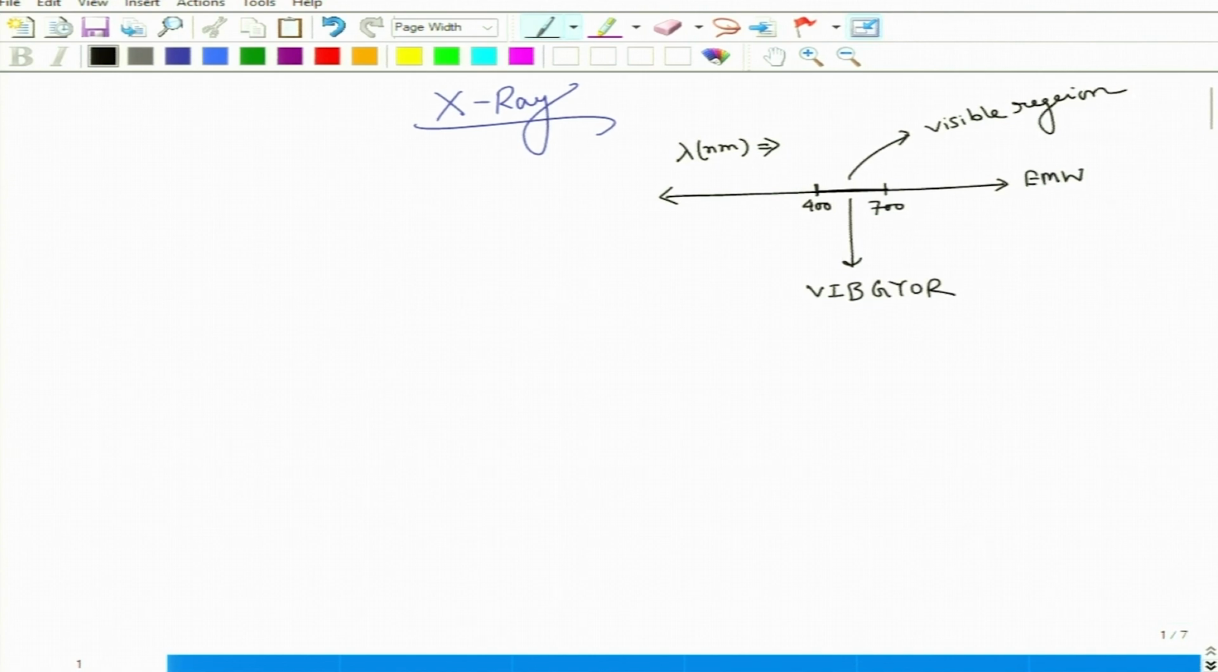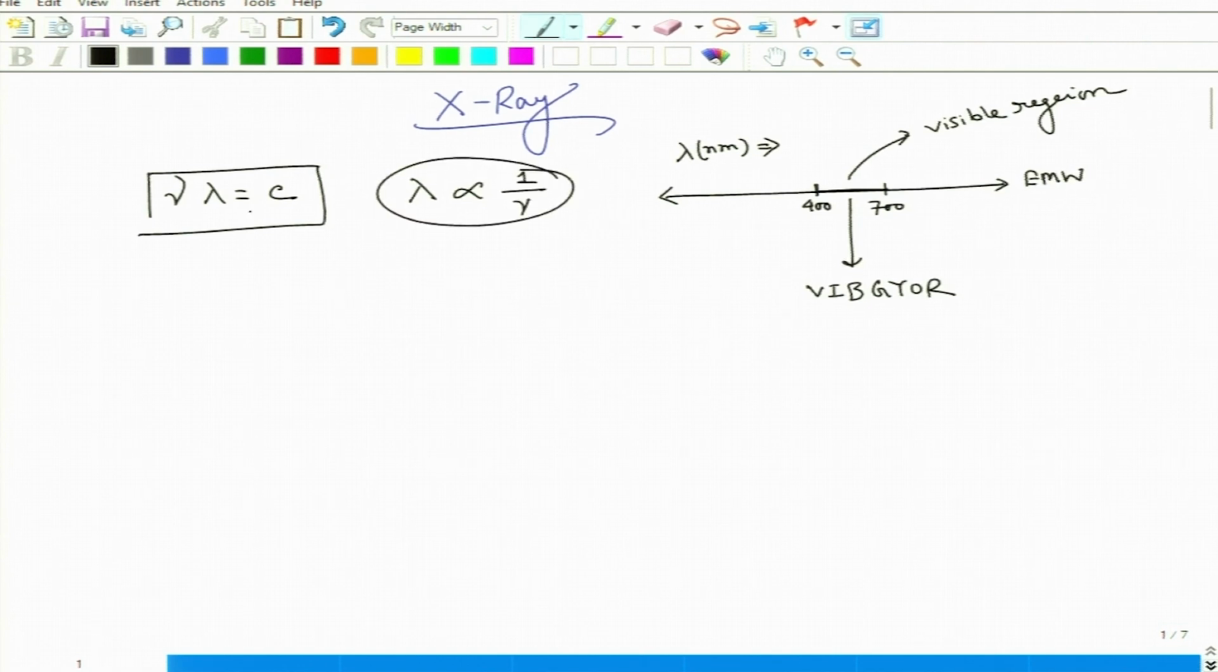Now if you classify from the beginning in terms of wavelength, one thing we have to again remember is that the frequency nu times wavelength is equal to the speed of light. So nu lambda is equal to c. So it's clear that lambda is proportional to 1 by nu, because in free space c is constant, which is 3 into 10 to the power 8 meter per second. So in free space lambda is inversely proportional to nu.